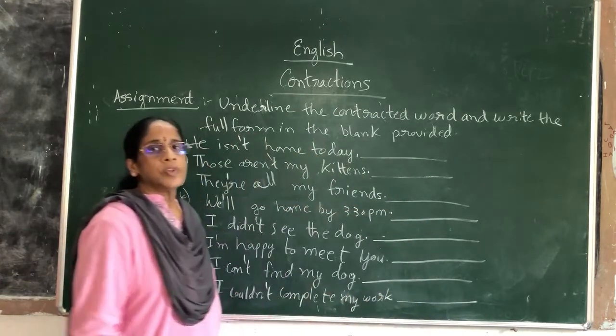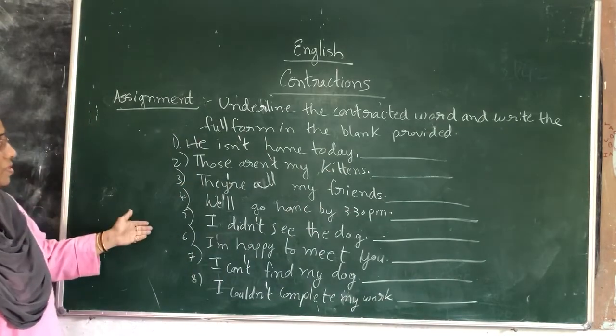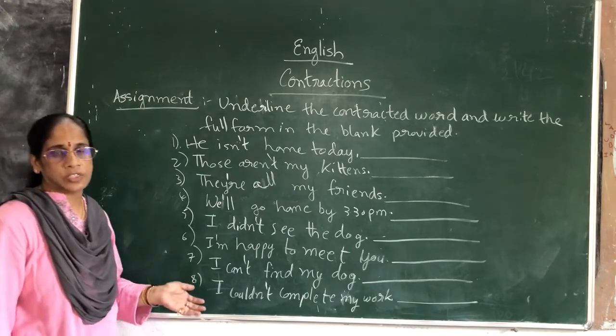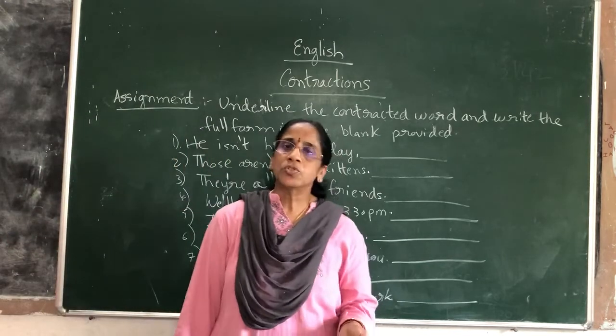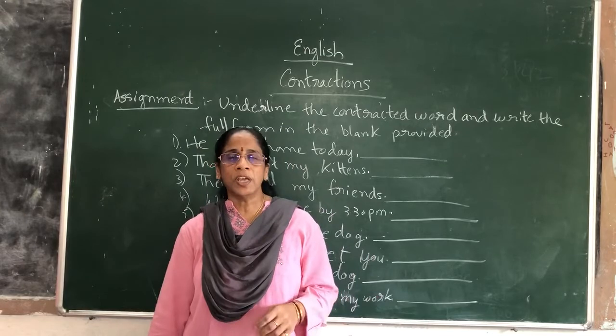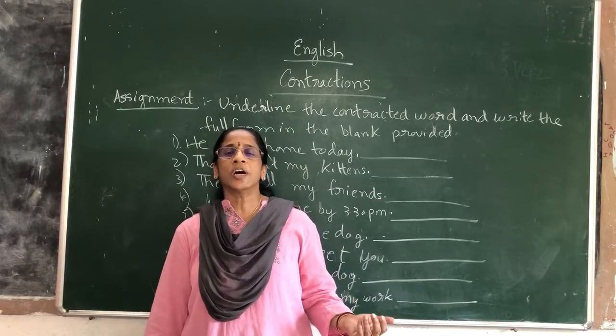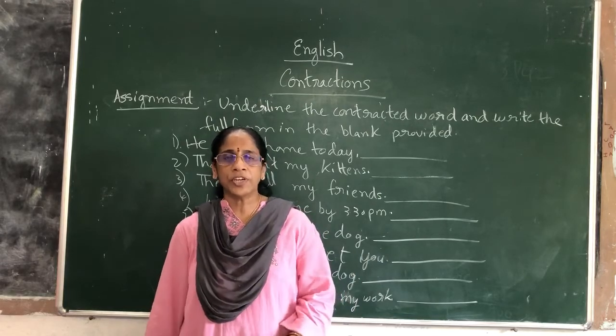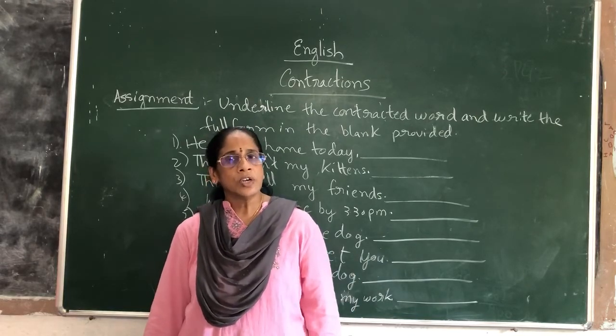That's all, children. So you can copy down this as your assignment, that is homework, and complete it and send it to me. I will check it. So in this way we should use contractions and use properly. And one more thing, as I told, you can't contract two words at a time in the same sentence. Wherever it is possible you can do, but if it is not possible you can't do.